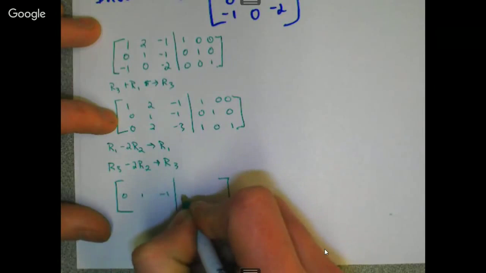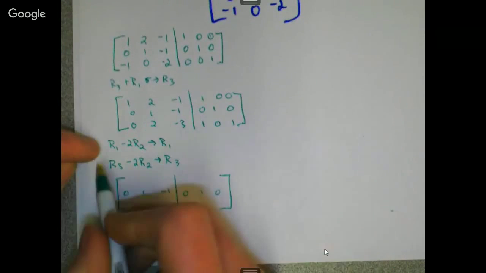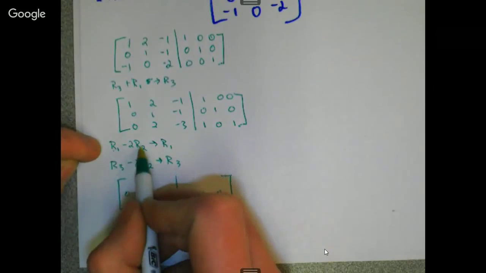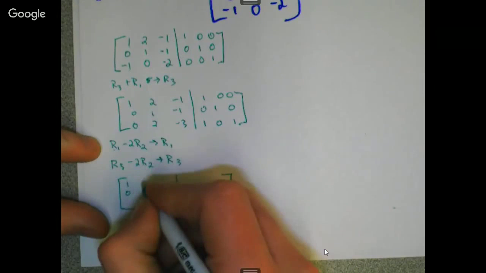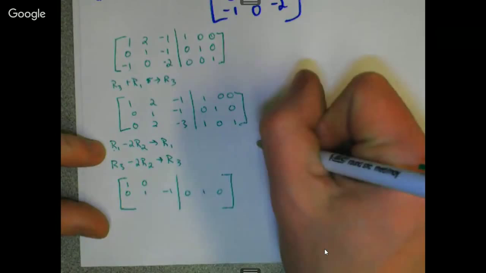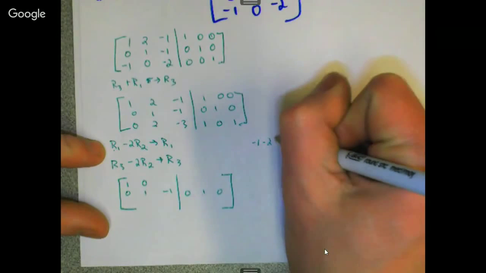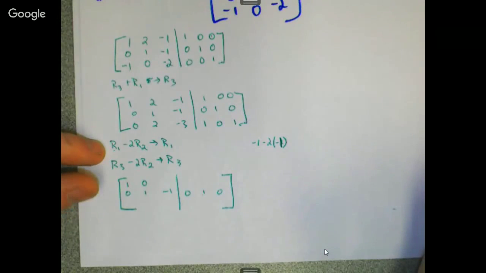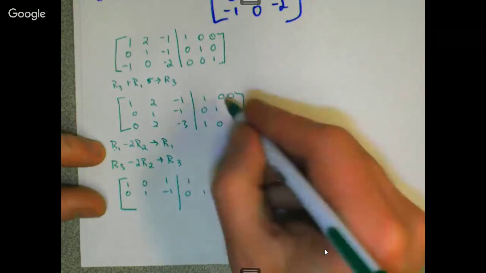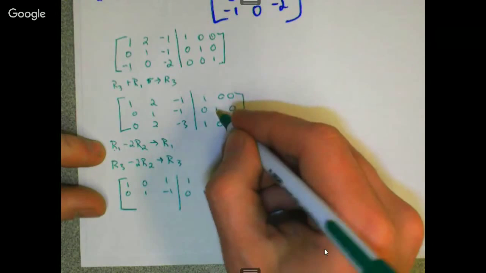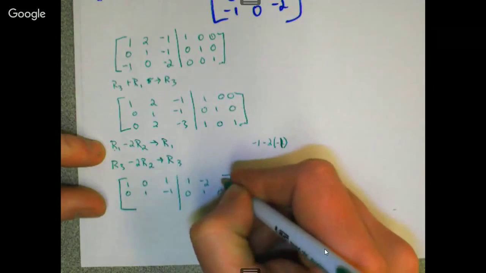So row 2 isn't changing, so we'll copy it down. Row 1 minus double row 2. So that's 1 minus 0, 2 minus 2. That is negative 1 minus 2 times negative 1. So that's negative 1 plus 2. 1 minus 0, 0 minus 2, 0 minus 0.